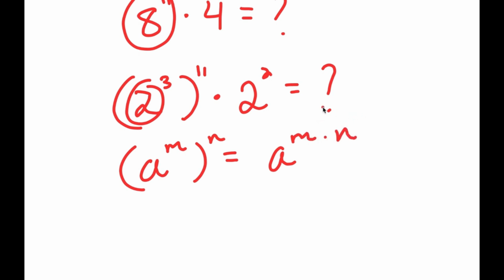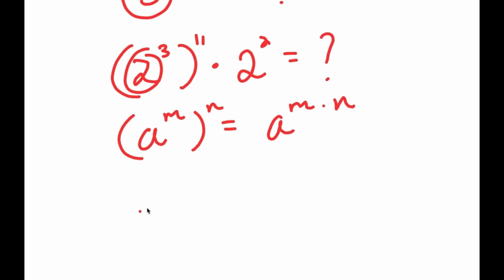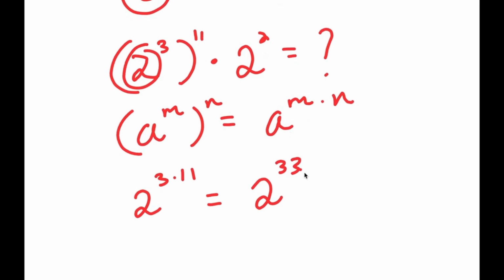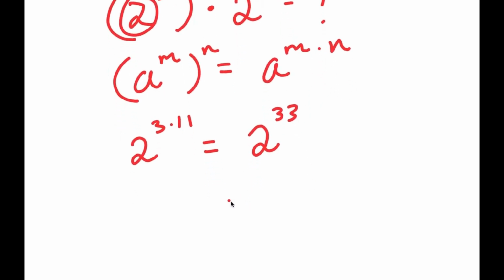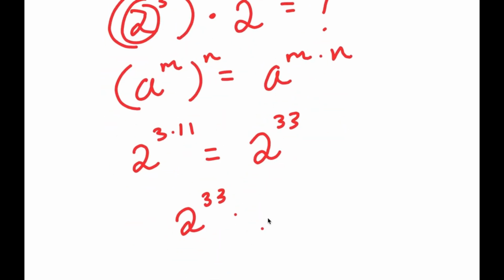So 2 to the power of 3 to the power of 11, that's going to equal 2 to the power of 3 times 11, which is equal to 2 to the power of 33, because 3 times 11 is 33. So I get 2 to the power of 3 to the power of 11, which is equal to 2 to the power of 33. So now I have 2 to the power of 33 times 2 squared.